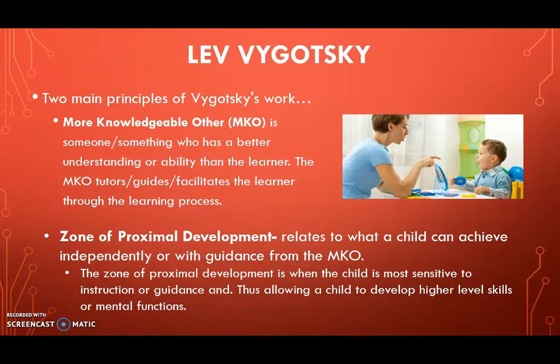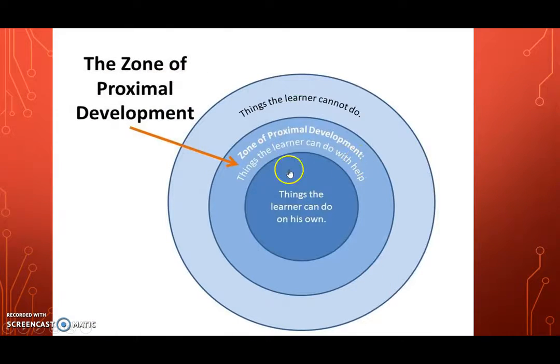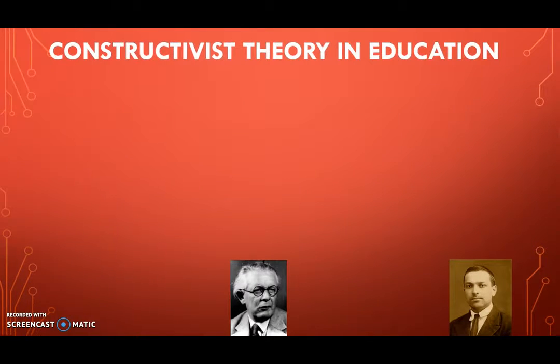Second is the zone of proximal development. This relates to what a child can achieve independently or from the guidance of the MKO. So there are things the learner can do on their own, and then there are things the learner can do with a little bit of help. So this is called the zone of proximal development. This is where the MKO comes into play, and they help the learner get to the next level of learning new skills and higher intellectual development.